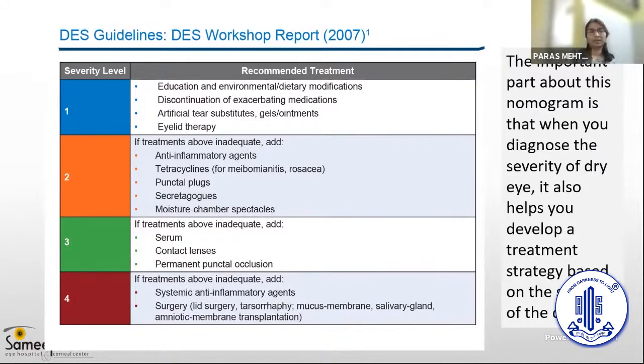And similarly, for level 3 and 4, you can add other adjuvant management options like autologous serums, contact lenses, permanent punctal occlusions, other systemic anti-inflammatory agents, and other surgical maneuvers. Everything can be put in. The best part of this nomogram is that when you diagnose the severity of the dry eye, it also helps you develop a treatment strategy based on the severity of the disease, and you can move the management from second level to first if the patient is not responding to a primary management, and you can move some elements from third level to the second or to the first.